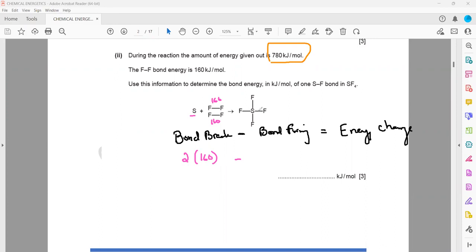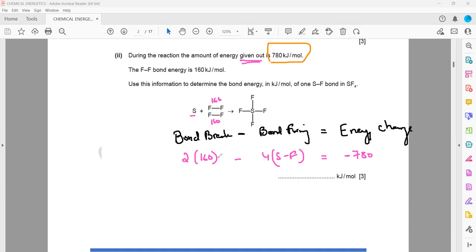Minus the bond forming energy: 1, 2, 3, 4. There will be 4 SF bonds formed. That's why 4 times SF equals the energy change. What is the energy change? It is 780. But because this energy is given out, the energy change should be negative. As it's an exothermic reaction, the energy change is negative. For an endothermic reaction, the energy change is positive. So bond breaking minus bond forming equals energy change.